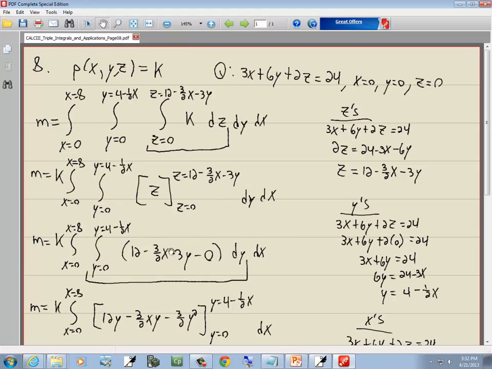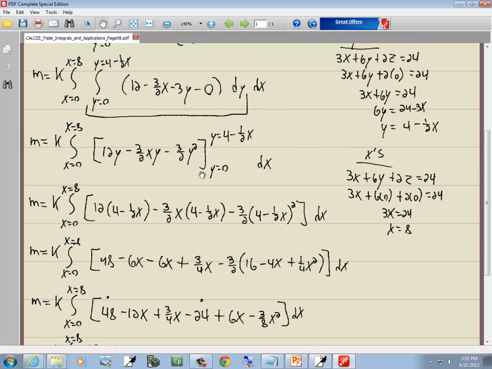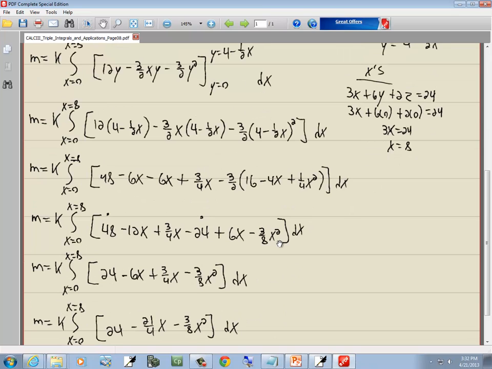I plug this in, I get 12 minus 3 halves x minus 3y minus 0. That looks good. Which gives me 12y minus 3 halves xy minus 3 halves y squared. So far, so good. 0, I don't need to worry about plugging in. I plug this in. 12 times 4 minus 1 half x minus 3 halves x times y, 4 minus 1 half x minus 3 halves, that's squared.